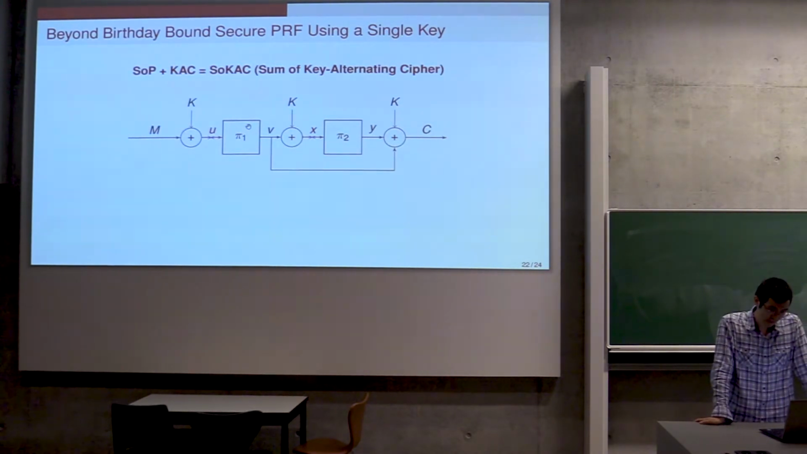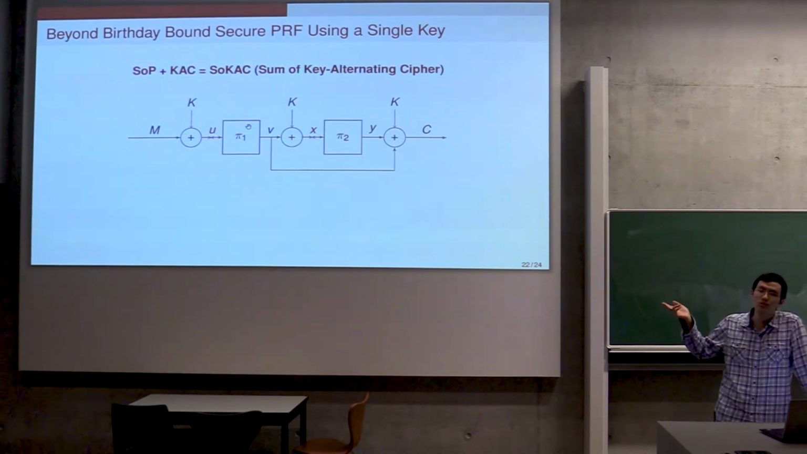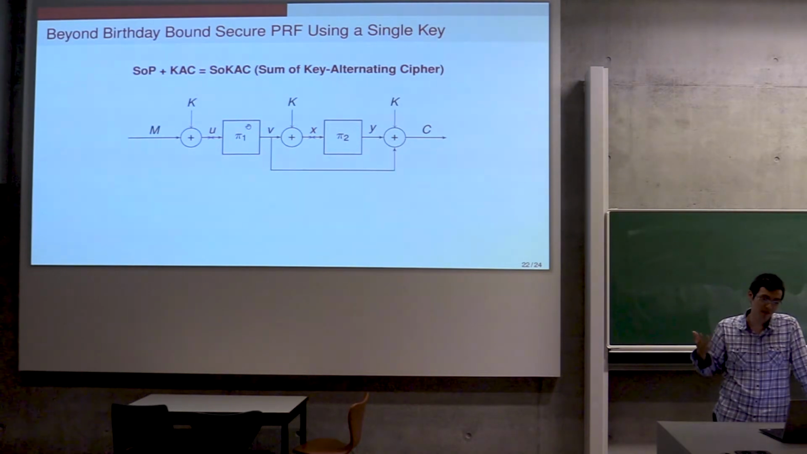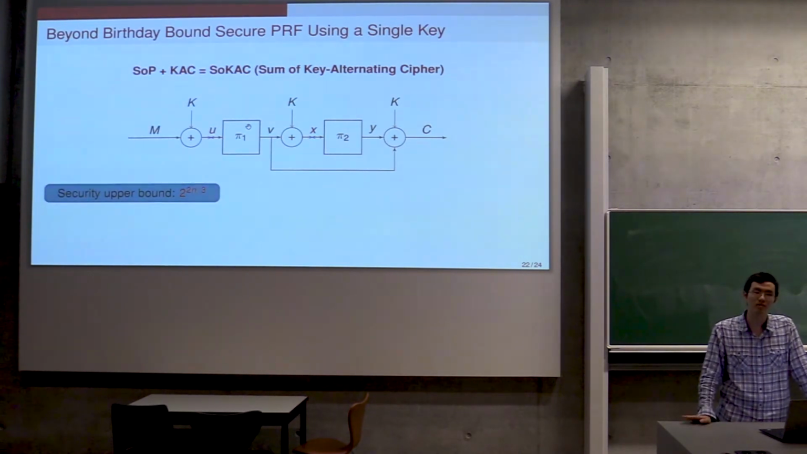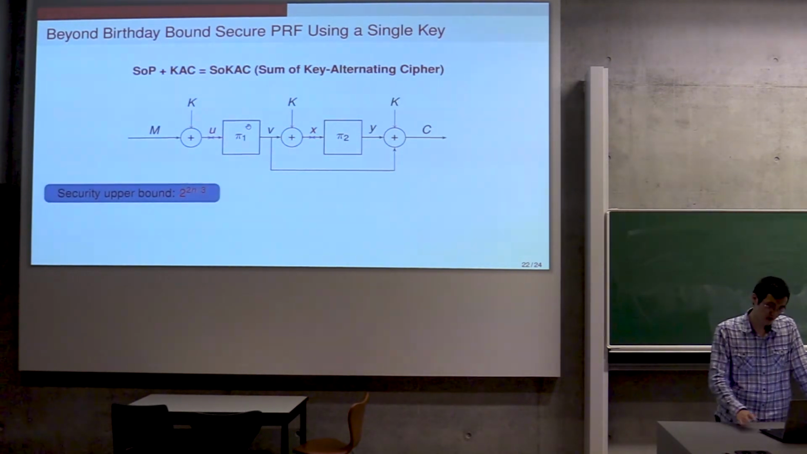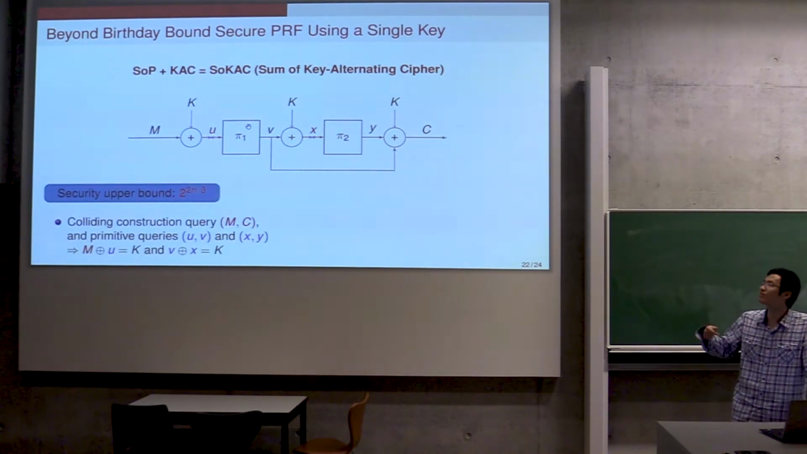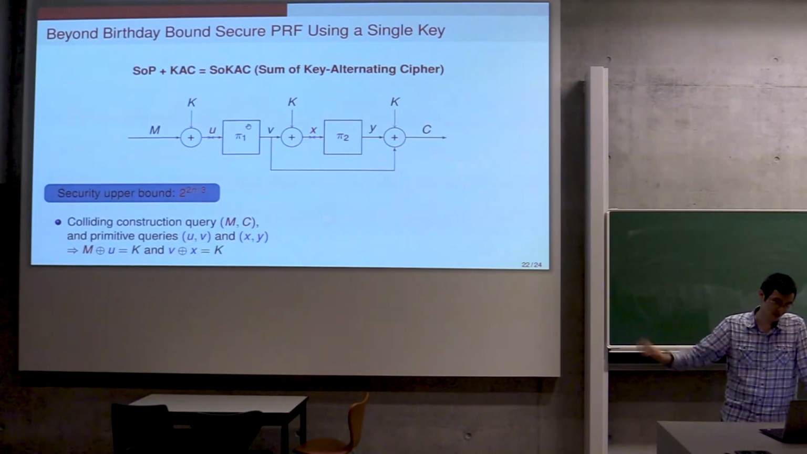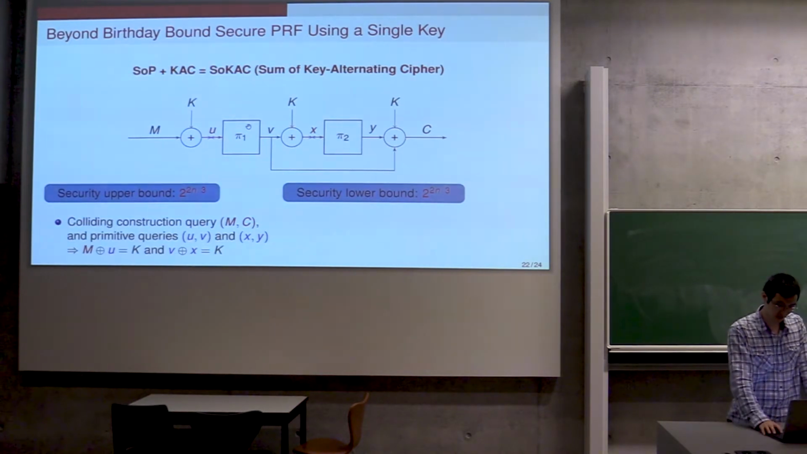So then we actually get a construction using two independent permutations and one single key. And we are able to show the 2n/3-bit security of the construction. The attack is very similar to the attack used for the SoM construction, so I'm not going to explain it here anymore. So the security bound is 2n/3.